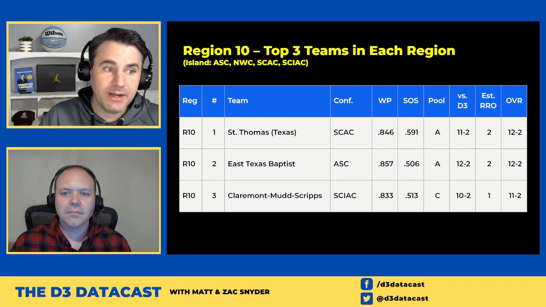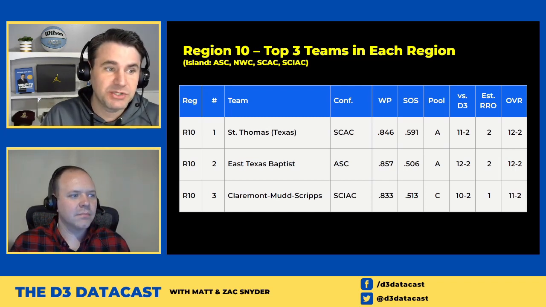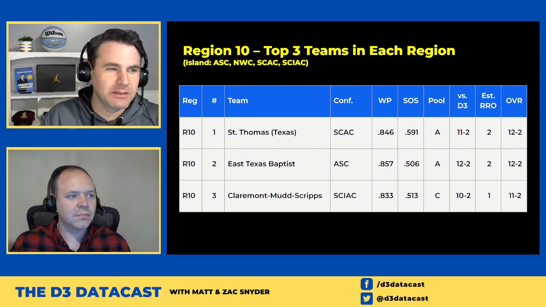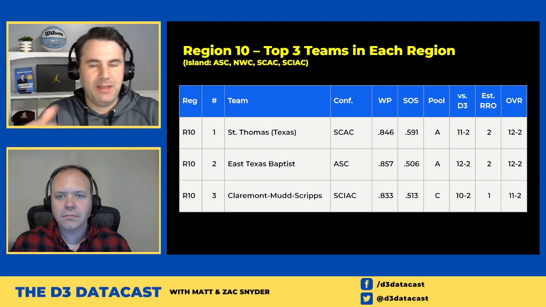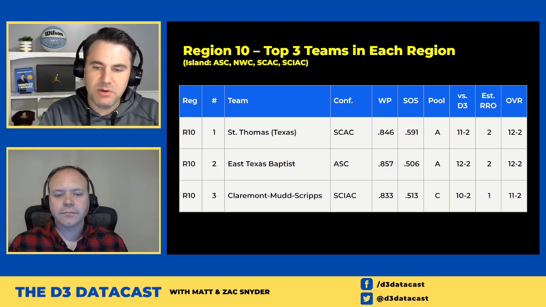Pomona Pitzer might also be in the mix as well. They have a .590 SOS, which is one of the better marks in this region, a .727 winning percentage. But I think they also have a loss head-to-head to a couple of these teams: Mary Hardin Baylor, if I recall, and also Redlands maybe. So, would they be able to stay above those teams or below those teams? I think they would maybe slot below both of those and maybe be like sixth in this region.